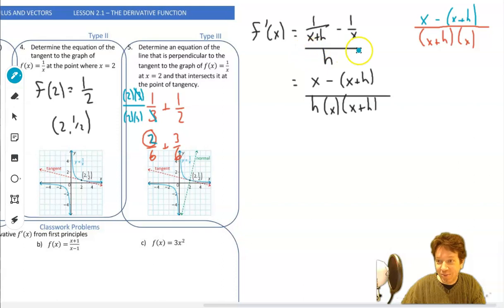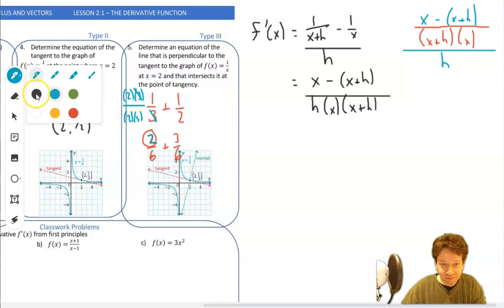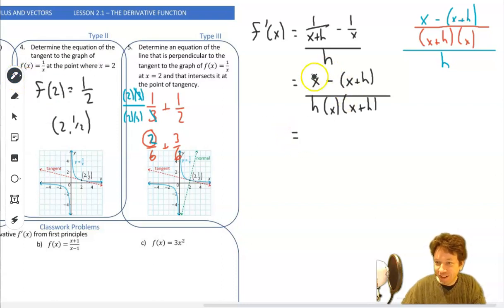And now I'm going to bring back this. So this is all over h. So I can simply take this denominator and put it with the h. So if I continue from here, you're going to get x minus x. So those are going to cancel, and I'm left with minus h.